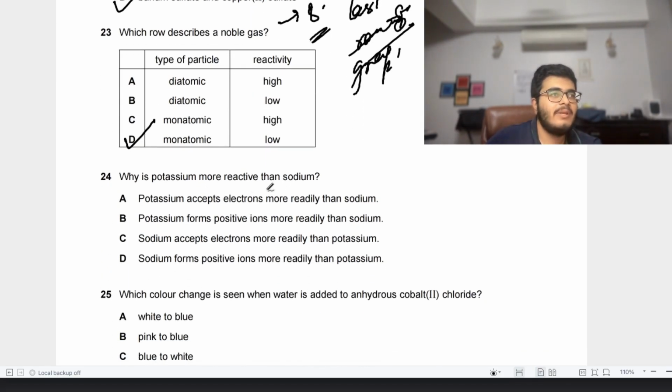Why is potassium more reactive than sodium? Okay. See, whenever we talk about reactivity, we do not talk about electrons. Both will form an ionic bond. You will not get potassium and sodium as they are in the environment. You will always find them bonded with some other element through an ionic bond. You cannot find pure potassium or pure sodium in the environment. So since they are always found in an ionic state, B part is the correct answer.